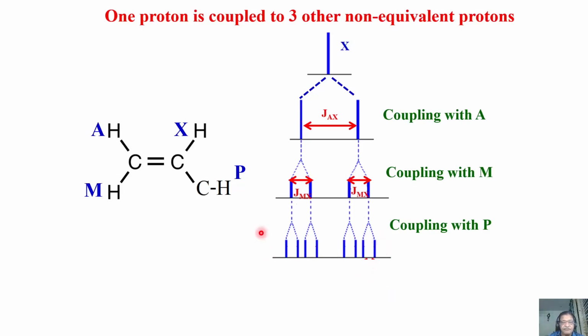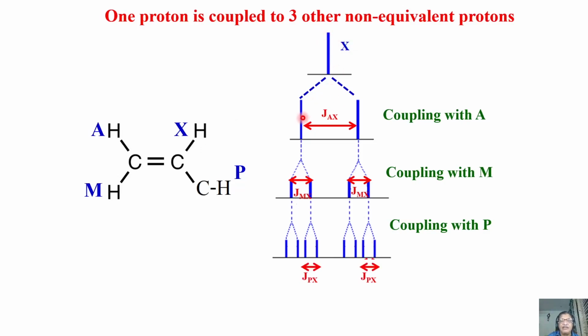Add up all these things. 0.125, 0.125 becomes 0.25, 0.25, 0.25, 0.25. So total intensity is 1. So this is what I said when I was explaining to you the salient features of the coupling pattern: the total area of the peak of the uncoupled spin is the same as the total area of the multiplicity pattern. When they are split, take the total area. This and this remain same. We understood now very nicely.